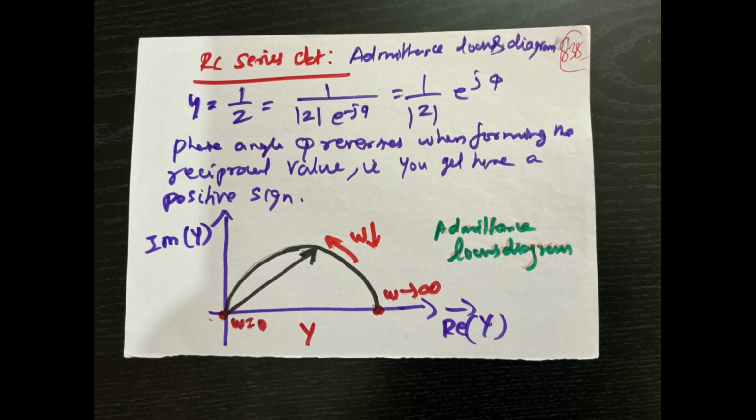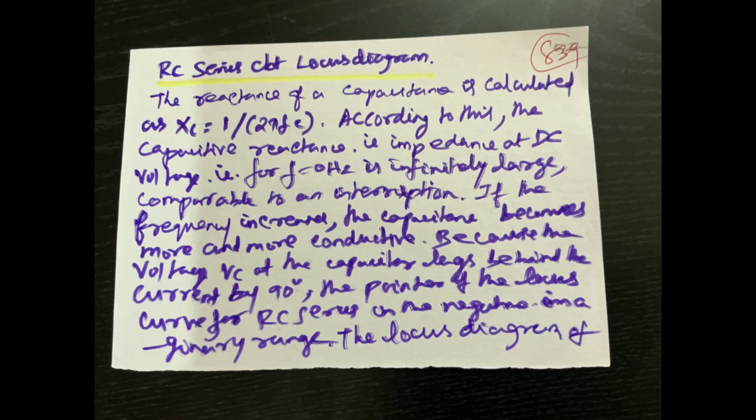Resonance versus imaginary part, that is the admittance locus diagram, a semicircle, as shown in the figure on that page. That is also the locus diagram of admittance for a series circuit.